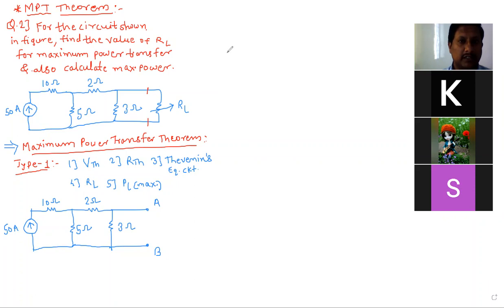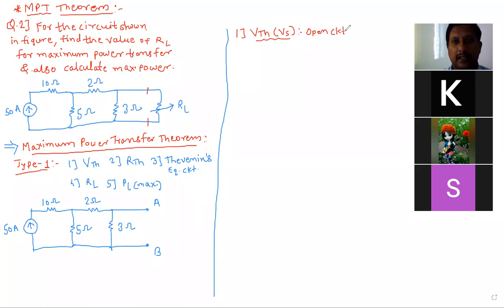Now, the first point you can start to find out is VTH. VTH is nothing but VS. What is VTH? Open circuit voltage between A and B. Now you can draw the circuit as it is, and only show the open circuit voltage between A and B.